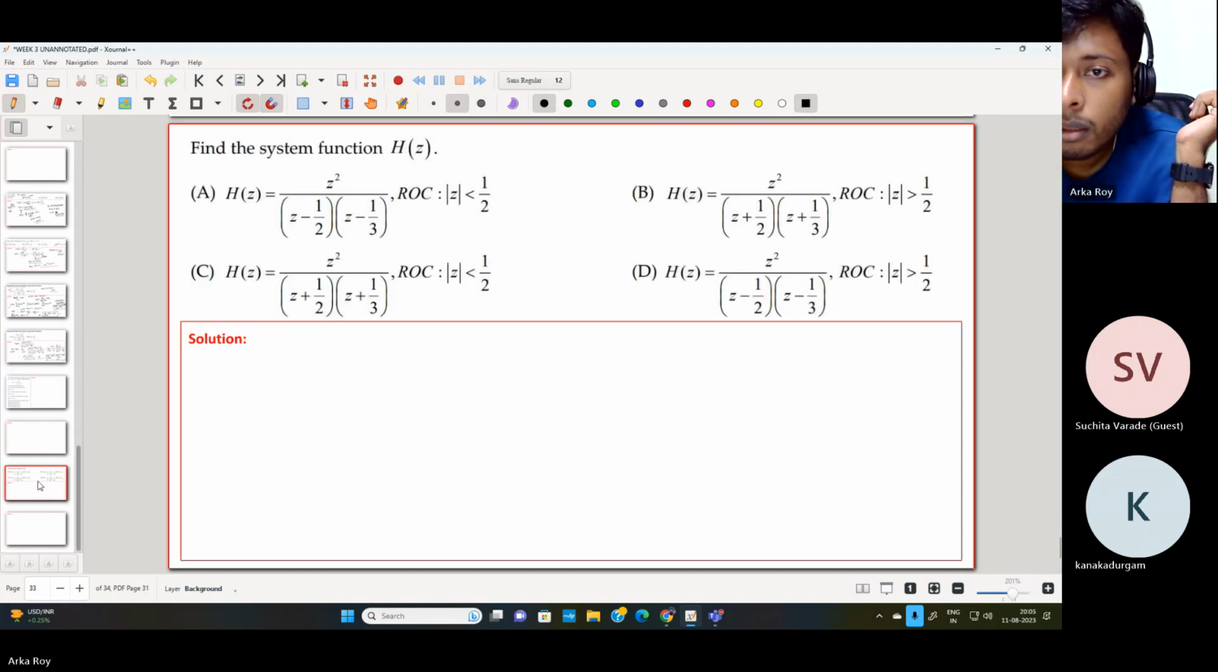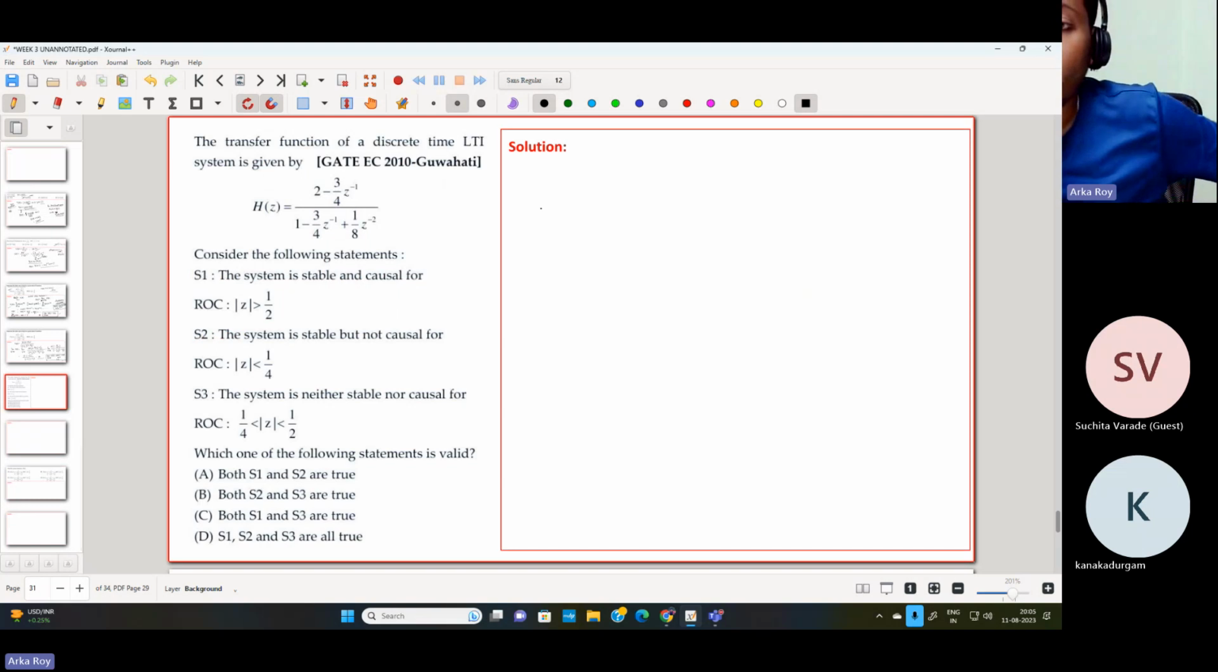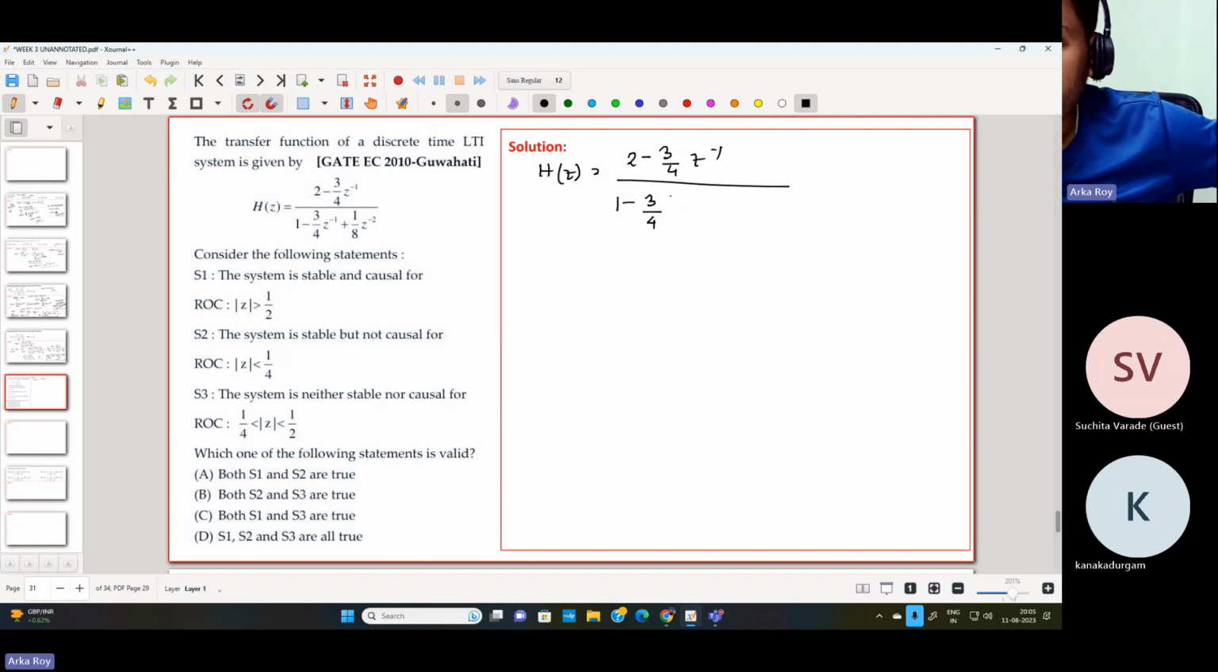So find the system function H z. I guess I have not written the question properly. Okay, so x z is given as 2 minus 3 by 4 z inverse divided by 1 minus 3 by 4 z inverse plus 1 upon 8 z to the power minus 2. Now there are four statements. Sorry, there are three statements, and the options are given as to which of the statements are valid.